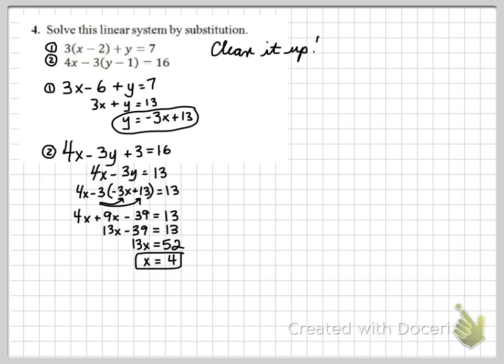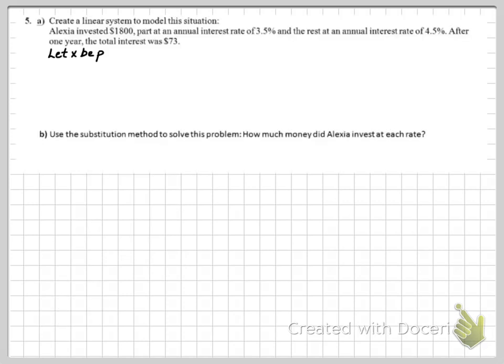Plugging that back into one of my equations leaves me with -3 times 4, or -12, plus 13, and y is equal to 1. Let's move on to 5. Create a linear system to model this situation.